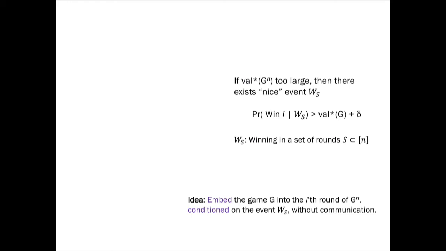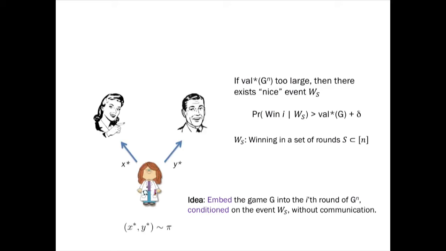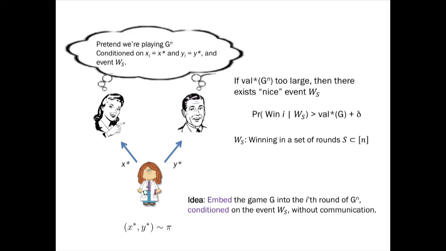Because then the idea is to create a strategy for the single copy of the game. We want to embed the single copy into the ith round of the repeated game, conditioned on this event. And you want to do this embedding without communication. So in pictures, this is what it looks like. The referee, or the scientist, samples a question x star, y star from the original game distribution pi, sends x star to Alice, y star to Bob. And now in their heads, they can't communicate, but this is what they're going to try to coordinate: they're going to think, let's pretend that we're playing this repeated game conditioned on the fact that our ith questions in this repeated game are x star and y star respectively, and this event W sub S. Makes sense? Okay.